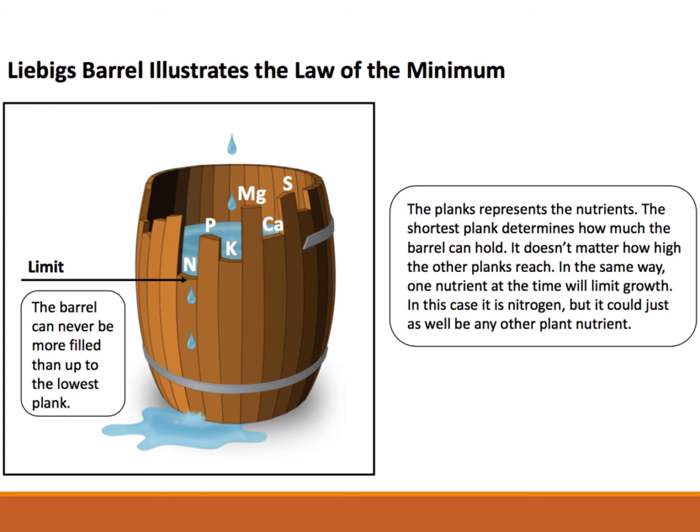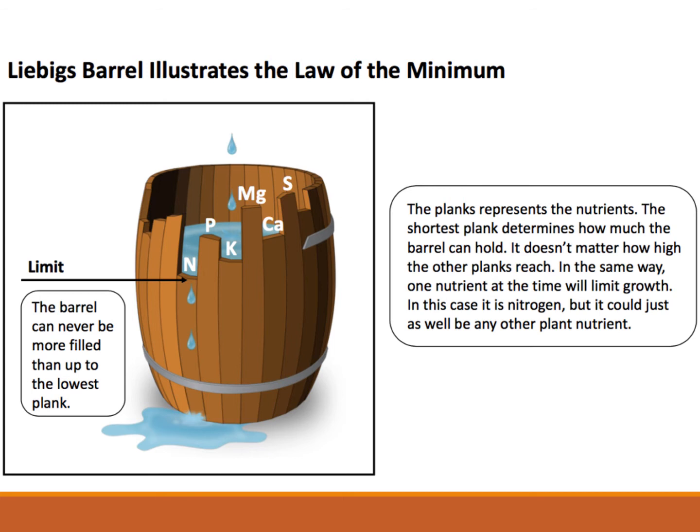If the planks are at their longest possible length, then the barrel can hold 100% of water, or you can fill the barrel all the way up to the top. The water level in the barrel represents plant growth potential. When you look at this barrel, you can see that the plank for nitrogen is the shortest plank. This barrel cannot hold 100% of its water potential. We can only fill it to the level of the nitrogen plank.